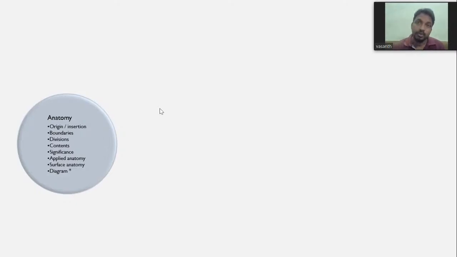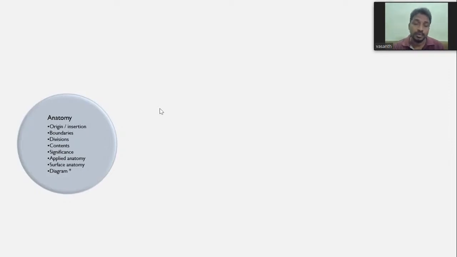And don't forget, for every anatomical question, you have to give a diagram. Diagram is of utmost importance. Even if you are bad at it, please go with a diagram. Your diagram usually carries a good amount of points.